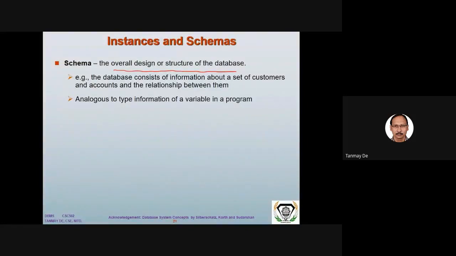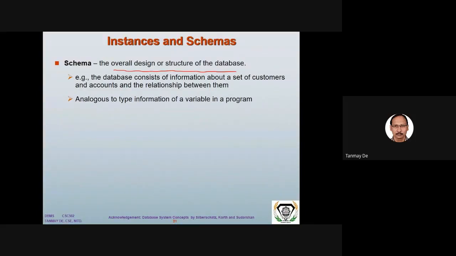So, for example, the database consists of information about a set of customers and accounts and the relationship between them. Schema is basically the design process, whatever I told you just before, at the conceptual level. There is some structure there.